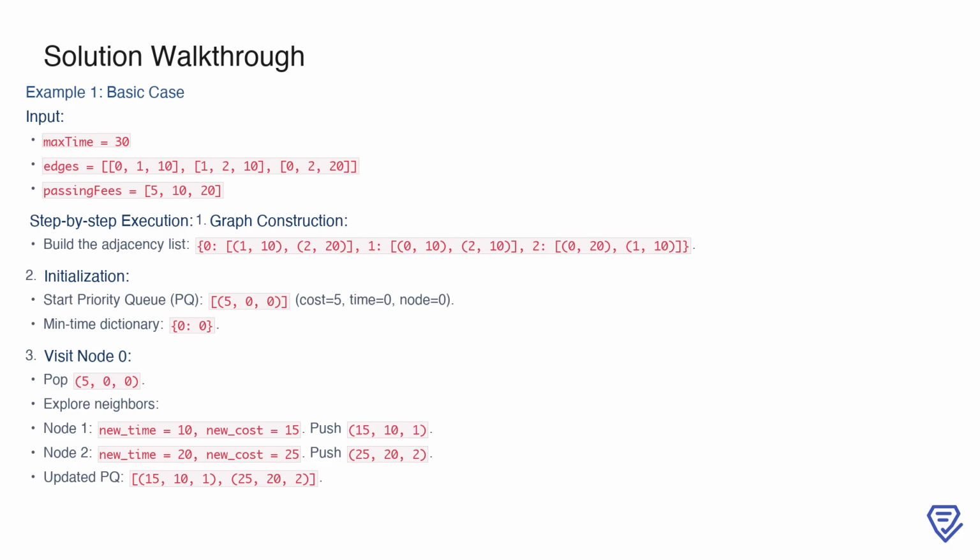Now at node 0, we explore its neighbors. For node 1, the new time becomes 10, and the new cost becomes 15. This is added to the priority queue. Similarly, for node 2, the new time is 20, and the new cost is 25. After these updates, the priority queue contains two entries: 15, 10, 1, and 25, 20, 2.